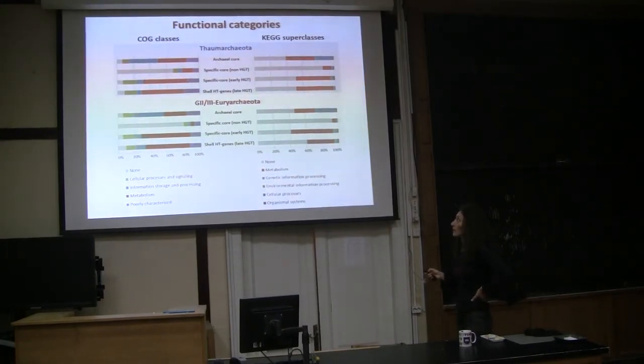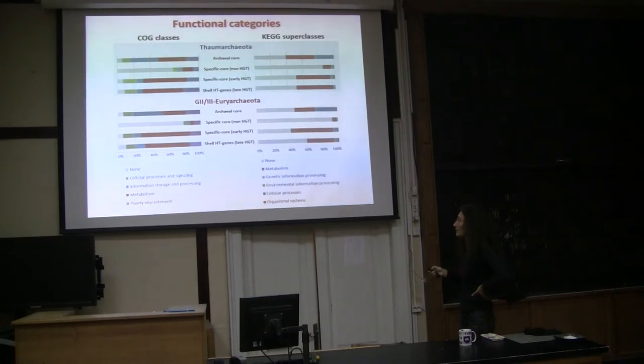Another thing that is remarkable here, maybe not that important for you, is that the number of genes in the specific core for Archaea and Eukarya that have no known function is remarkable, and this highlights how little we know about these groups of Archaea.